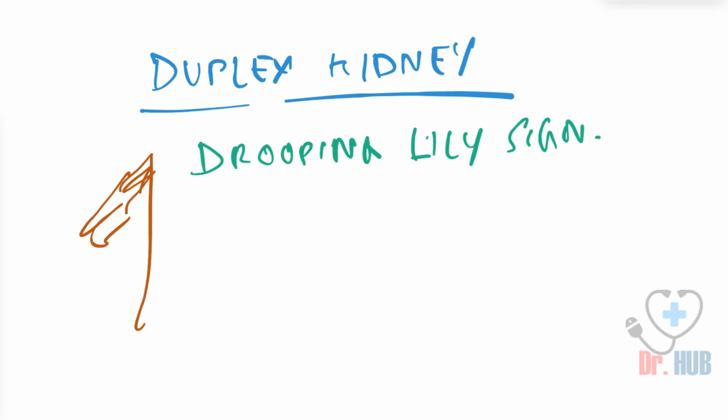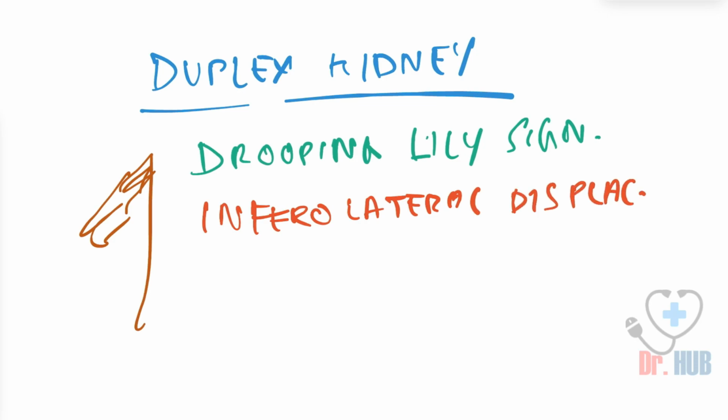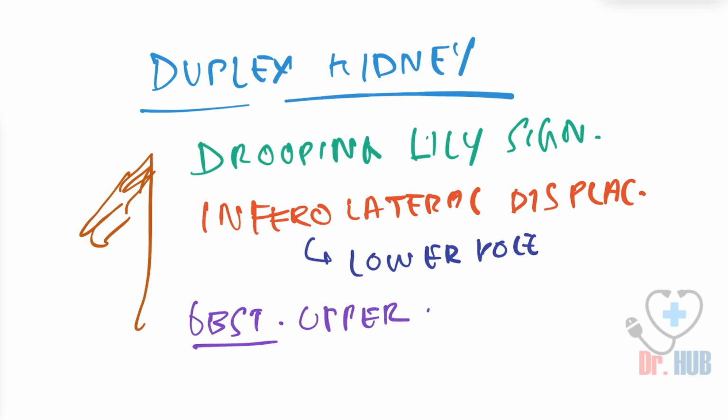And what does this refer to? It refers to the inferolateral displacement of the lower pole due to the obstructed upper pole. So there is an obstructed upper pole in the duplicated collecting system.